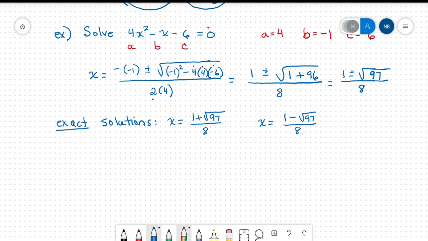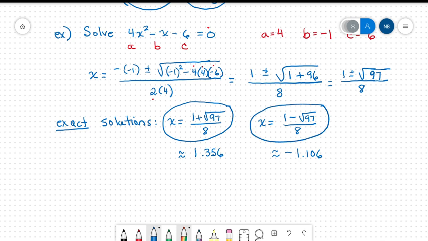Those are the perfect, exact solutions. Now, in the real world, the mathematician's job is to find the exact solutions. It's somebody else's job to decide how accurately they want the answers. But we can go ahead and type these into the calculator carefully and find that this first answer is approximately 1.356 to 3 decimal places, and we can find that the second answer is approximately negative 1.106. But exact answers are preferred. So the preferred solutions, ugly as they may be, are those.